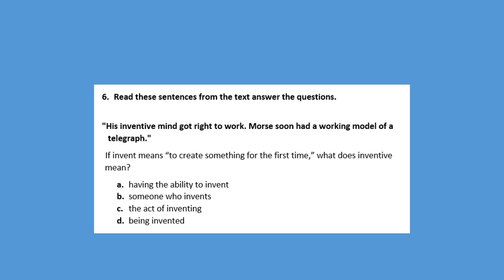This part of the worksheet is the vocabulary part. You have to guess the unfamiliar words using different vocabulary strategies. Read these sentences from the text to answer the questions. His inventive mind got right to work. Morse soon had a working model of a telegraph. If invent means to create something for the first time, what does inventive mean? Having the ability to invent, someone who invents, the act of inventing, or being invented. The correct answer is A, having the ability to invent.